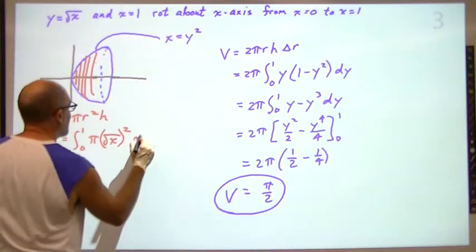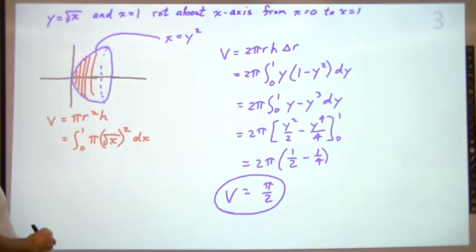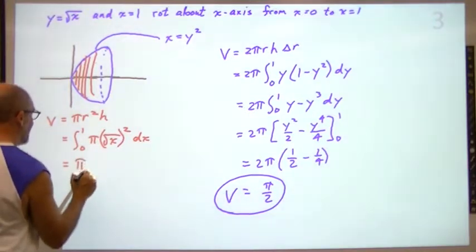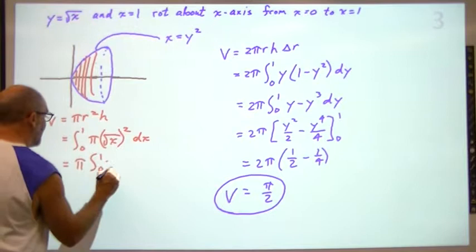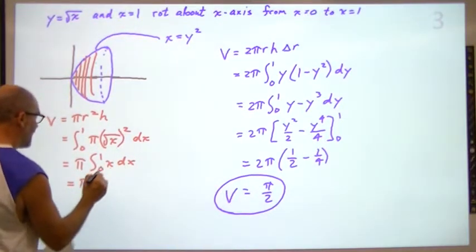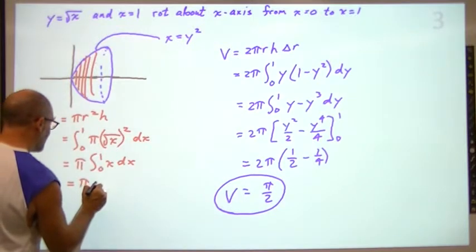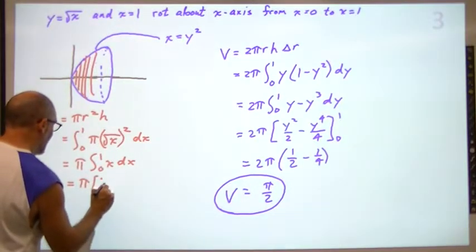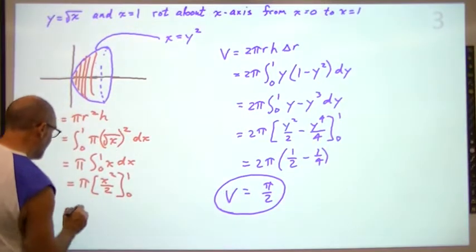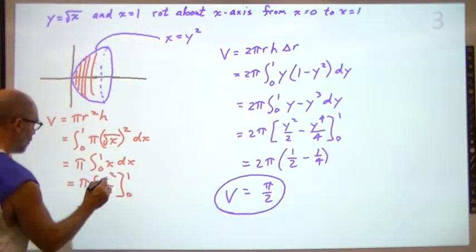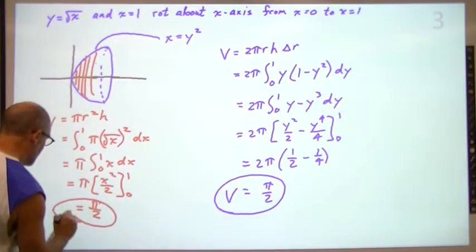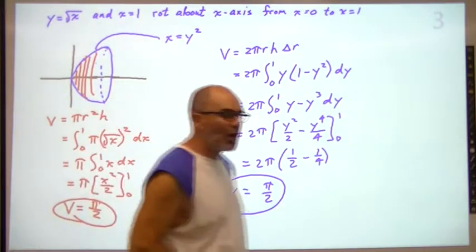Now h is the thickness of each disc. So notice this equals pi times integral 0 to 1 of x dx, which equals pi times integral 0 to 1 is going to be x squared over 2 from 0 to 1. And this equals 1/2, so pi over 2. So it's a happy coincidence.